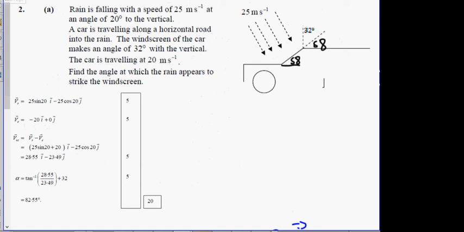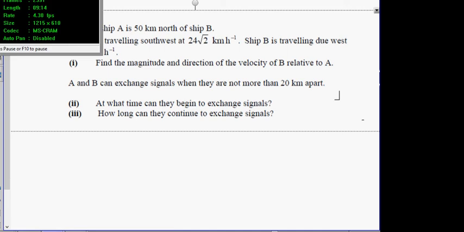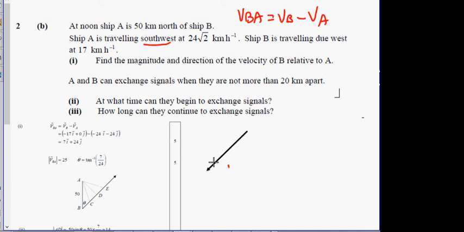Now, moving on, which is this one here. So what happens is ship A is traveling southwest at 24√2 kilometers an hour. Ship B is traveling due west at 17 kilometers an hour. Find the magnitude and direction of the velocity of B relative to A. We want to find vBA, which is vB minus vA. Now, the great thing about this is we figure out what is southwest. It's down and to the left. So, southwest, this direction here.